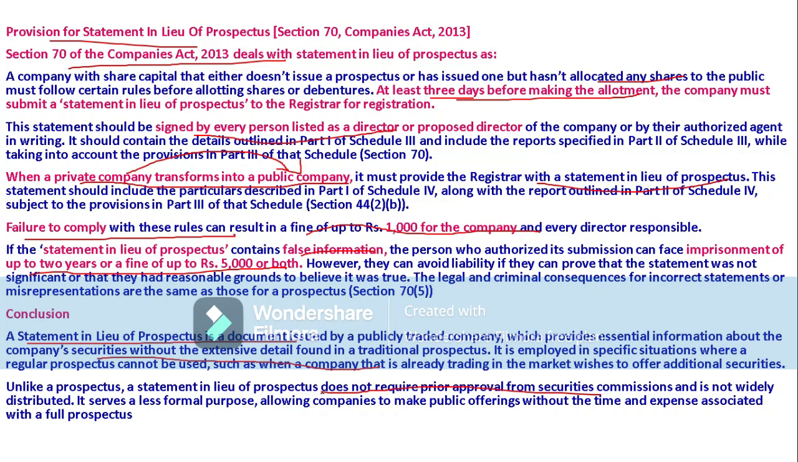So they have to submit a statement in lieu of prospectus. So this is about the prospectus, the contents of the prospectus, the types of the prospectus, and the statement in lieu of prospectus. And here we have to know about the liability also regarding misstatement, like civil liability and criminal liability. So this is all about the prospectus.